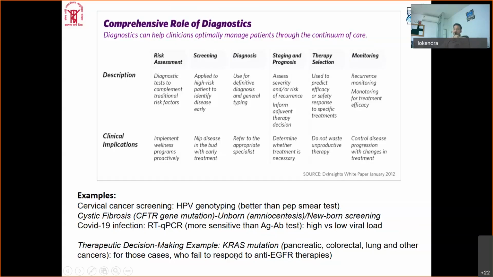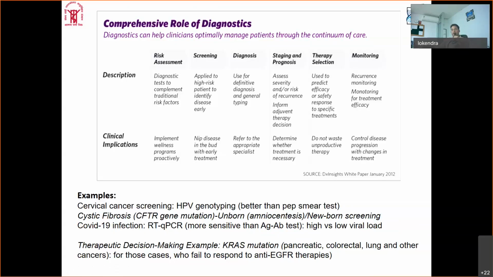So this is to look at the KRAS mutation in these particular types of cancer and decide that if there is a mutation, they will not respond to the anti-EGFR therapies. If we can find the KRAS mutation in those cancers, we can alternatively decide what kind of therapy needs to be given. So all these things help us in deciding what kind of therapy, what kind of disease, and what stage we are in.